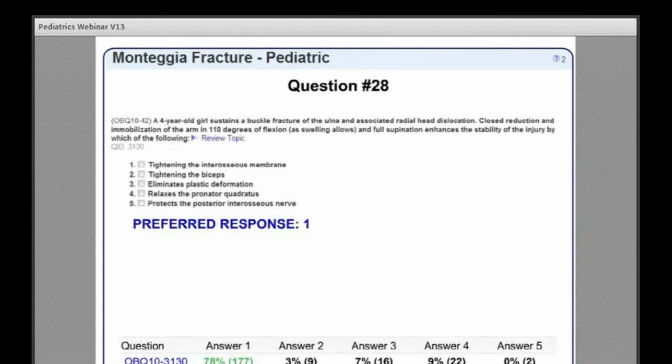So back to the question, 78% of you got this correct, that hyperflexion and full supination enhances stability by tightening the interosseous membrane. The key part of this question that makes it correct is "as swelling allows." A lot of these children will be very swollen, and you may not be able to hyperflex due to safety reasons for compartment issues.